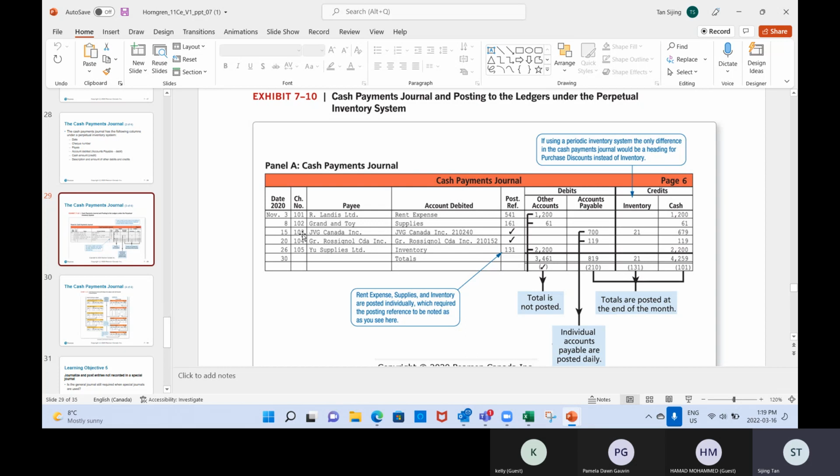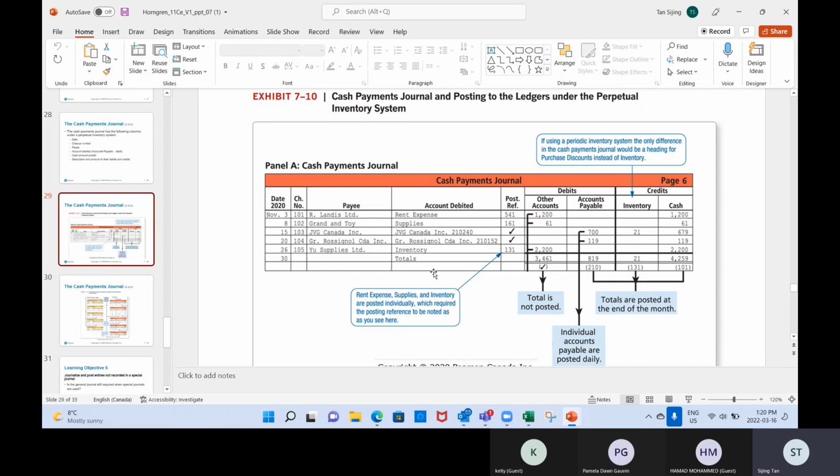Now, for example, on November 15th we made a payment to this company by cash with check number 103. We put the date, the check number, the payee and the account debited. Then we move on. Accounts payable is 700, and how much cash did we pay? 679. Why is that? Because there is a discount. We probably paid within the first 10 days, so a discount applied. That's why we put the total accounts payable amount under debit, the total cash paid under cash, and the 21 goes to credit as a discount.